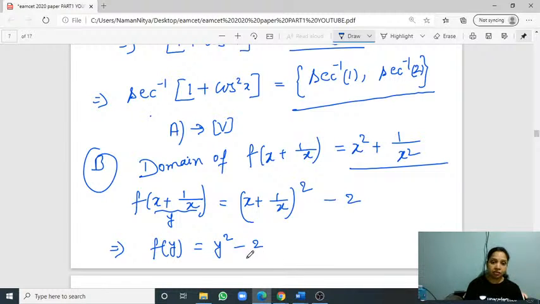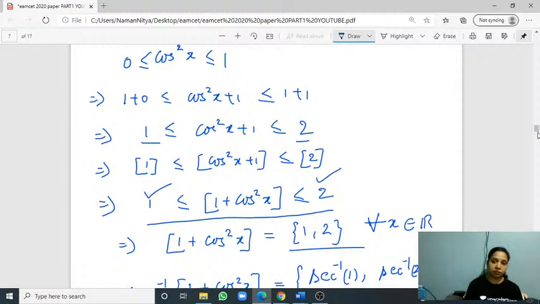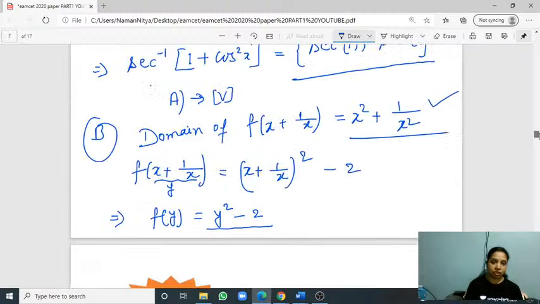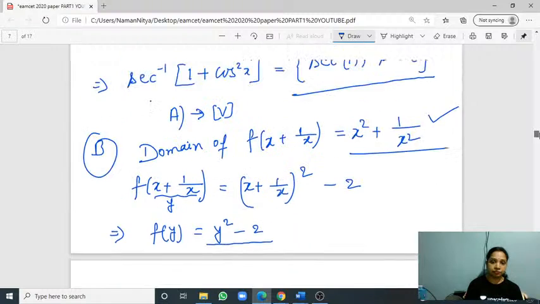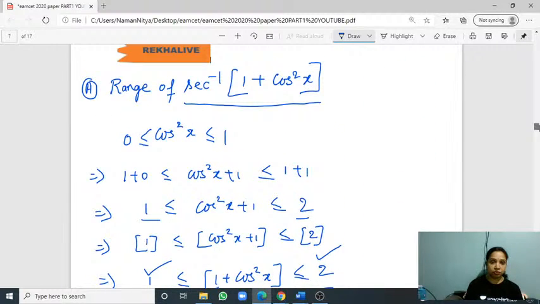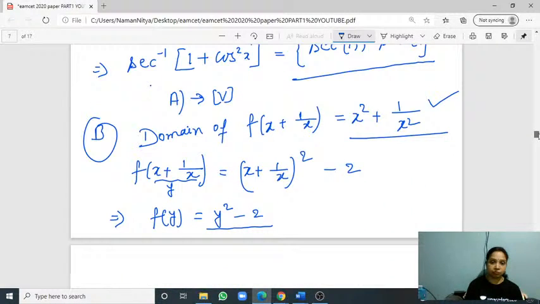Now my aim is to find the domain of y square minus 2. Whatever the domain of y square minus 2, that will be the domain of f of x plus 1 by x equal to x square plus 1 by x square. The domain will be the same only. So now my aim is to find the domain of this one.